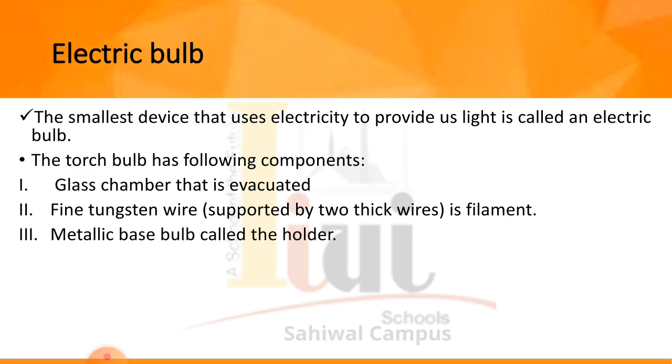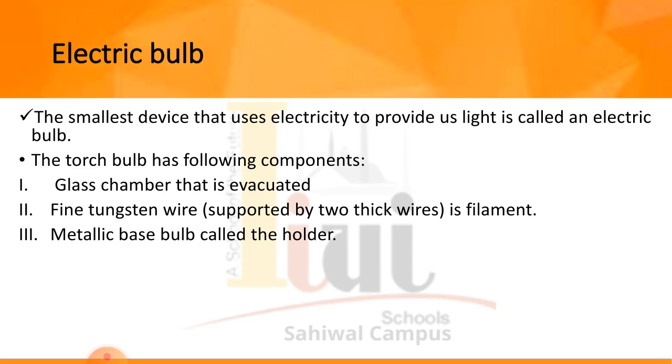Metallic base of the bulb, called the holder. So there is a holder or the metallic base at the base of the bulb that is known as a holder. This is used to fix the bulb at a given place in the torch. Wherever the bulb has to be placed, we can use this metallic holder to place and fix this type of bulb.